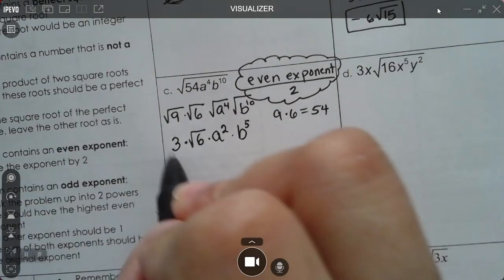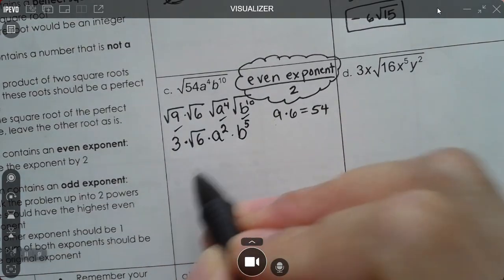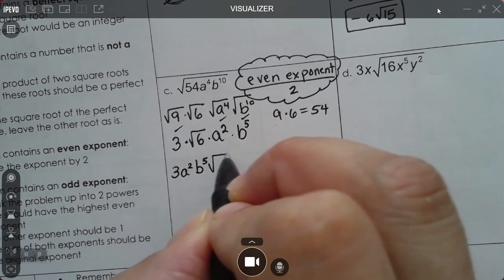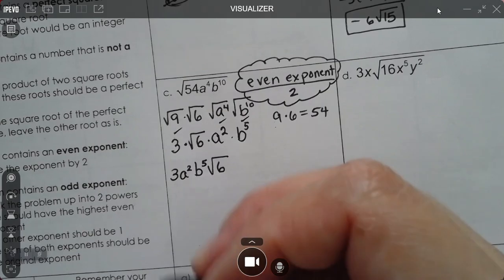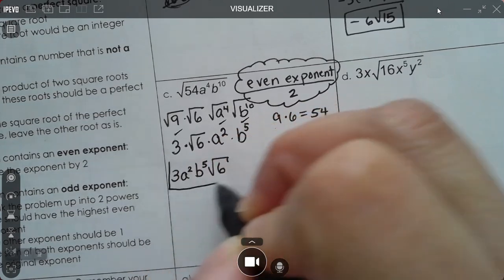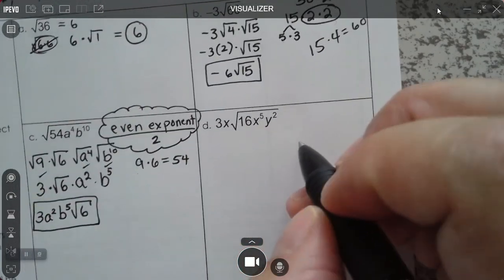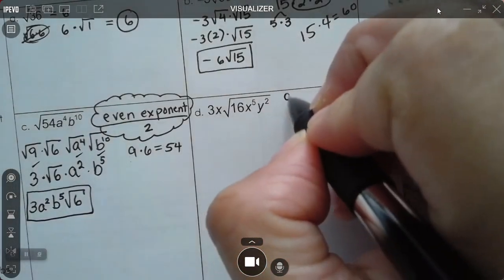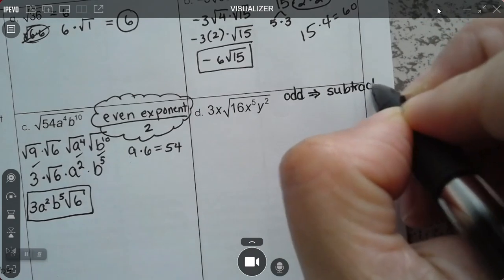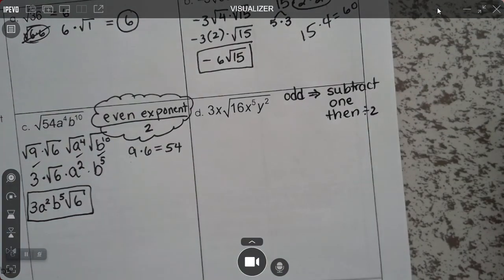All right, Nick, how do I simplify this? All of those 3 are your coefficients, okay? And we put the radical 6 at the end. I don't know why, but technically speaking, all of them are coefficients. It's just a big old expression here. Even exponents, divide by 2. Odd exponents, subtract 1, divide by 2. In simple terms.